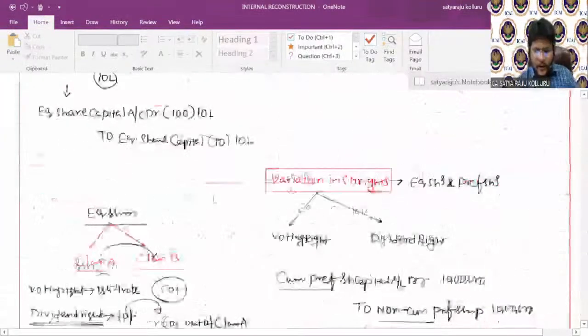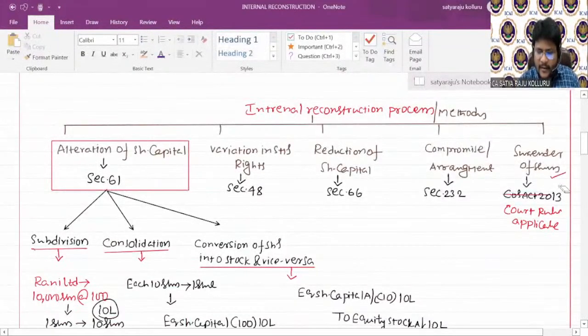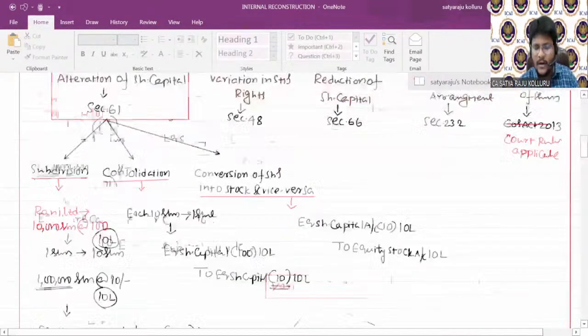Sir, if you observe here, except surrender of shares, we completed all the theory issues related to internal reconstruction procedure, guys. Do you agree? So except surrender of shares, we completed all the issues. But surrender of shares, I don't want to deal at this stage. We will discuss it later. Except surrender of shares, remaining theory issues are completed.